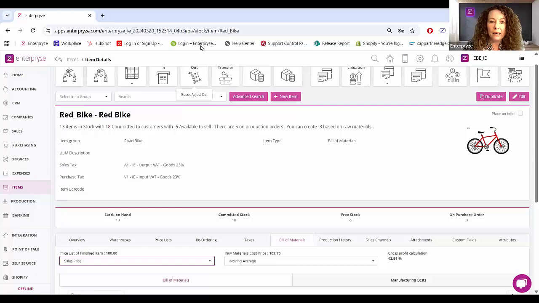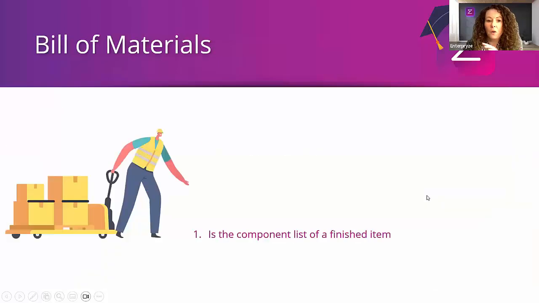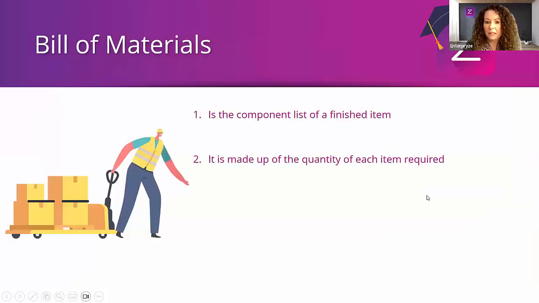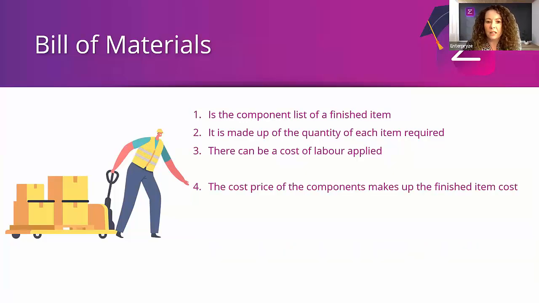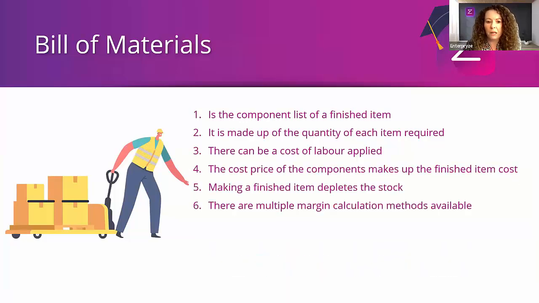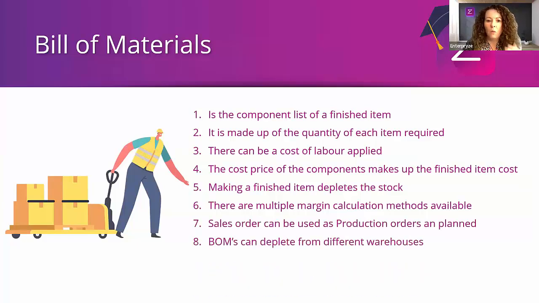So let me just go back and focus a little bit more on the bill of material items. I'm going to look now directly at bill of materials. We have gone through what a bill of material item is. We saw this particular slide already. It's a component list of finished items. So just to refresh your mind before we go on to the next slide, you can see exactly what the item relates to in terms of the batch or bill of materials.